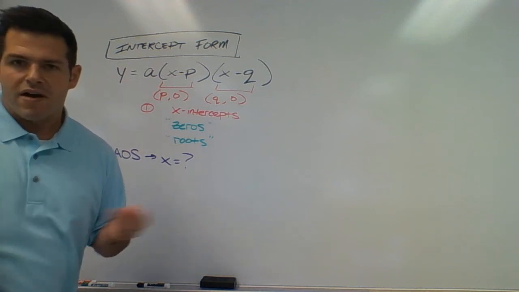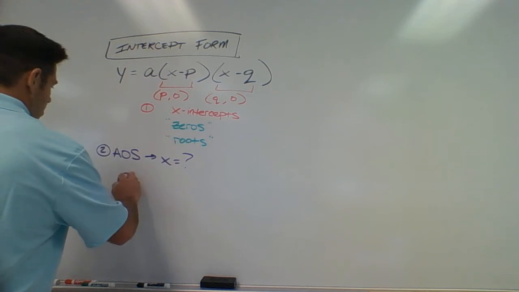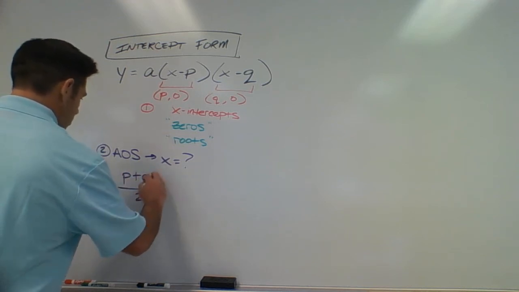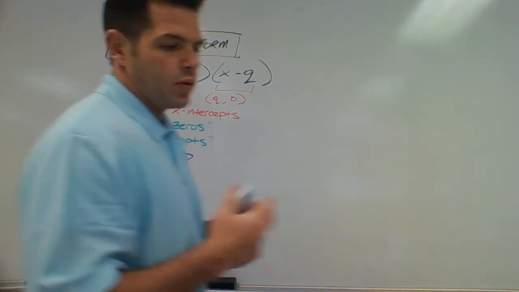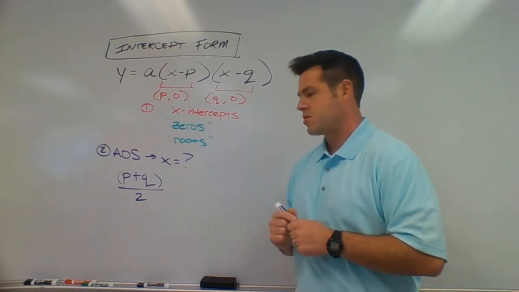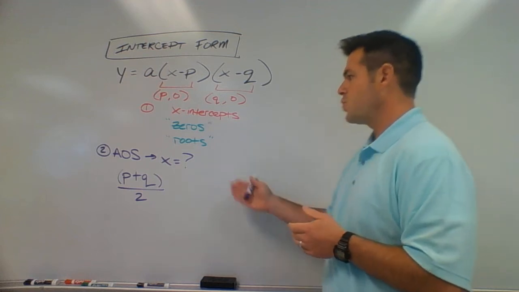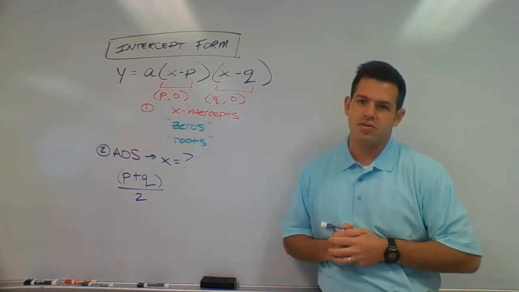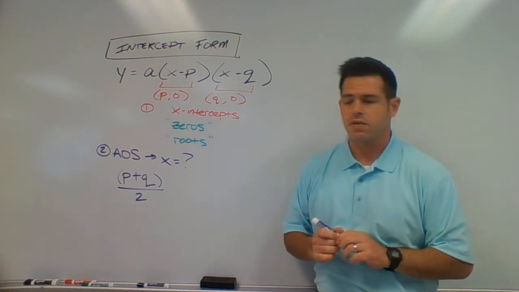Or we're just going to find the middle location between P and Q. Formula-wise, we do P plus Q, and then eventually we divide it by 2. That would give us the x value for the axis of symmetry. That's going to definitely help us out, because once we have that information, then I can plug that axis of symmetry into the function in order to get the y value for our vertex.